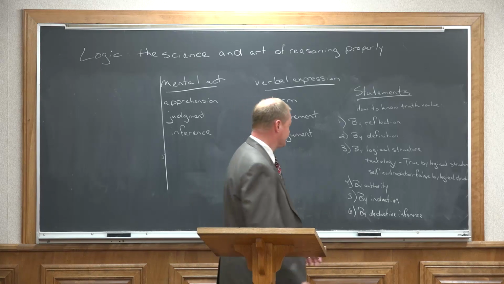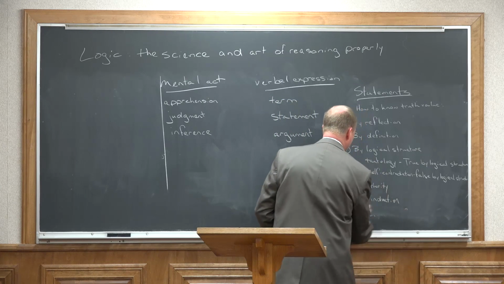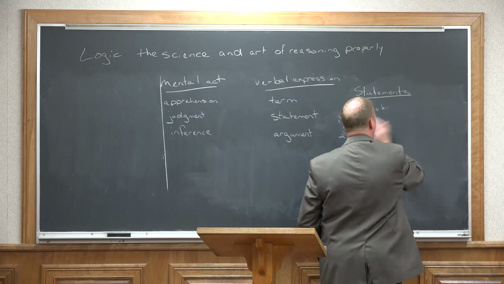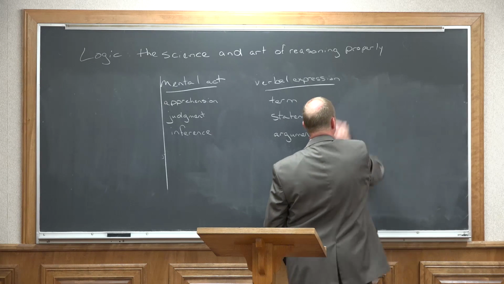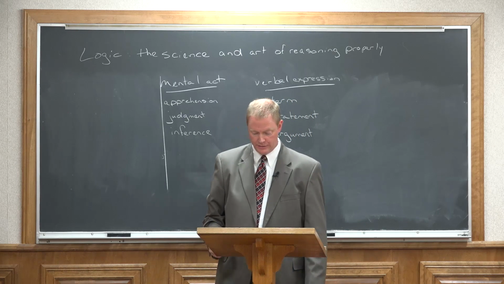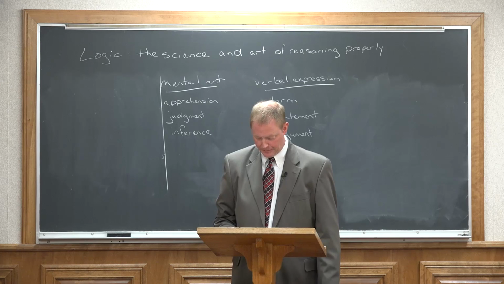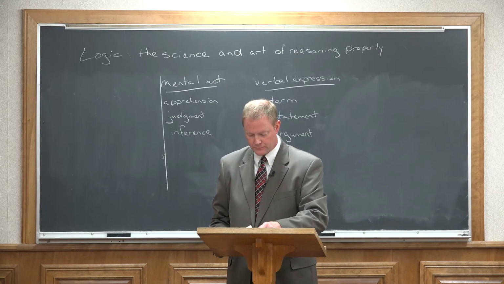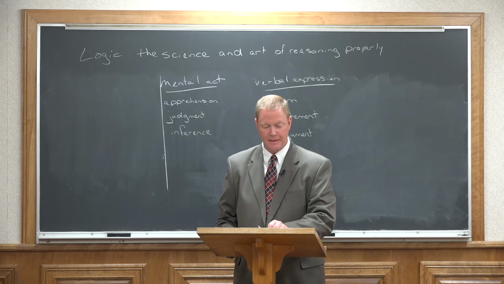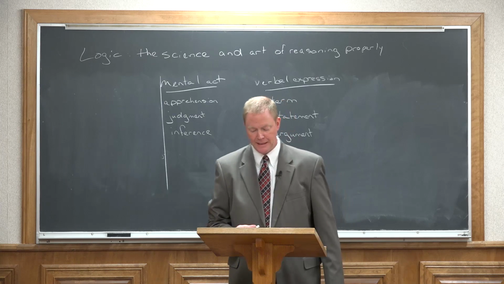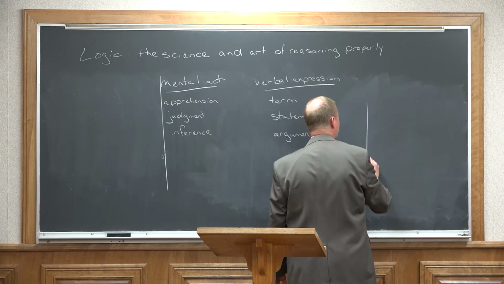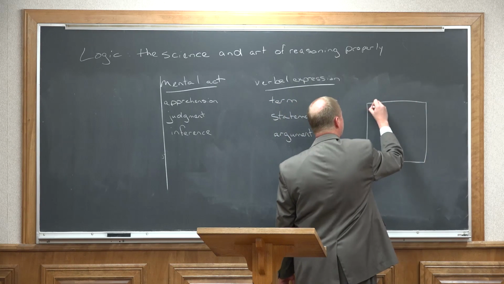All right, now we've showed you how truth values are verified or determined in statements. And then there are also immediate inferences that can be made. Okay, immediate inferences. Let's put up the square of opposition again for a moment.